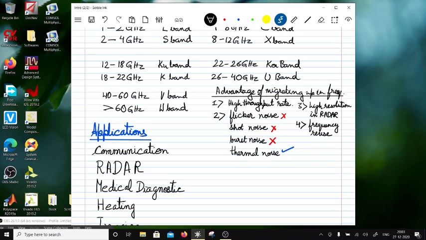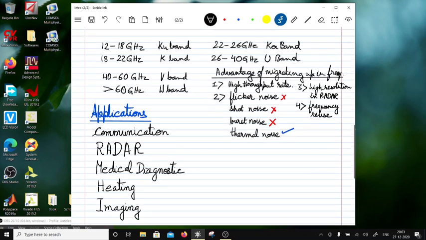Okay, so that's the advantage of going up in frequency. Other than that, I don't see a lot of advantages. It's only that the designing becomes more involved. That's the only thing which happens for a designer. Other than that, nothing is special.